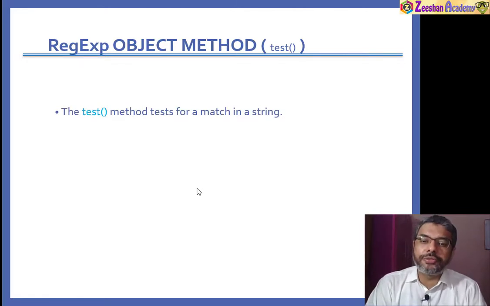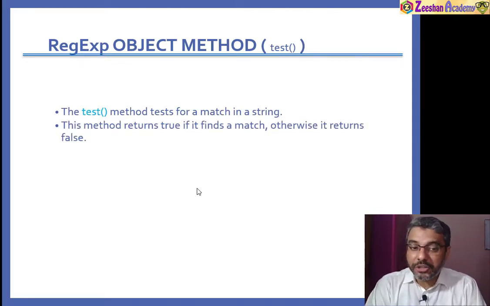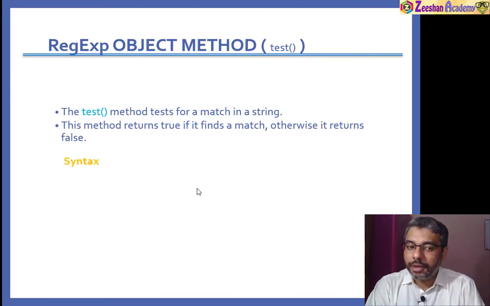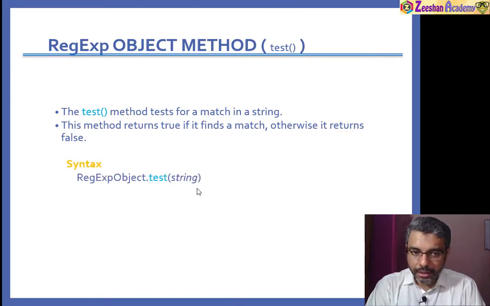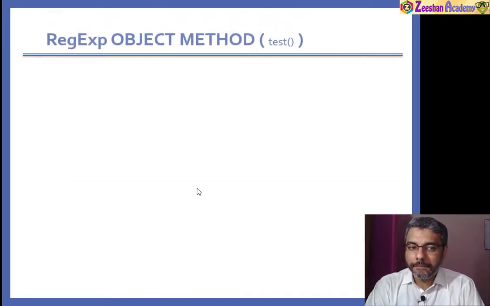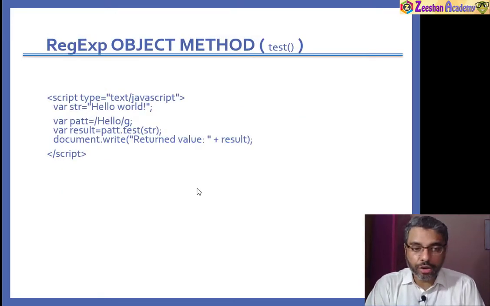Regular expression test method. The test method tests for each match in a string. This method returns true if it finds a match, otherwise it returns false. The syntax, for example: regular expression object dot test, string. The string is required; it is the string to be searched. So whatever string we want to search, we need to specify it.